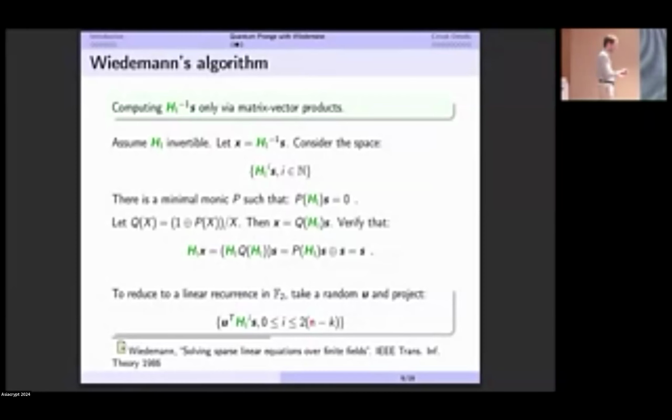And we can reduce this problem to a linear recurrence in F2, which is more convenient, because you can just take a random vector and project using this random vector. So now you get just a sequence of bits, and you have to find the minimal polynomial. And then this will eventually give you the inverse of the matrix.